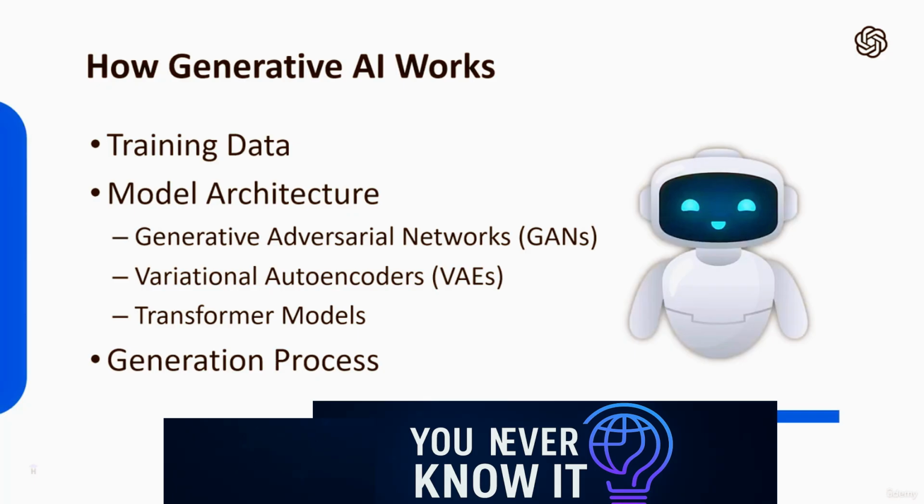The next one, variational autoencoders. These models encode input data into a latent space and then decode it back, allowing for the generation of new and very similar data for the user.